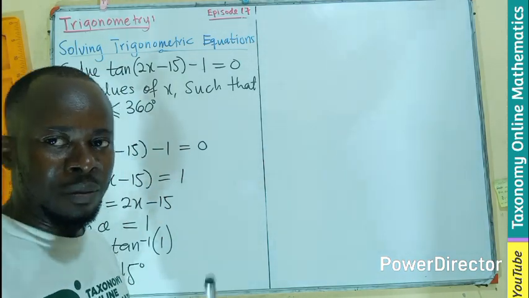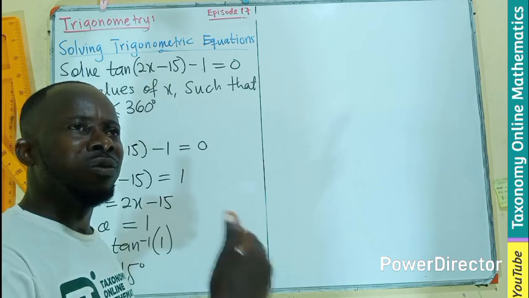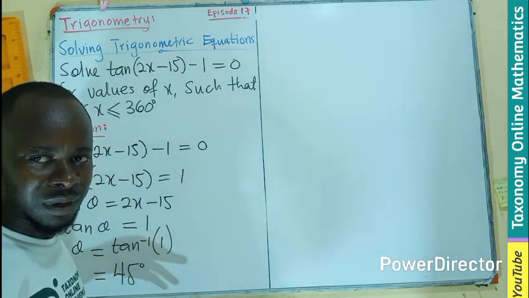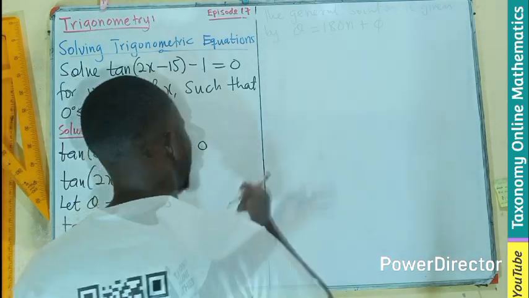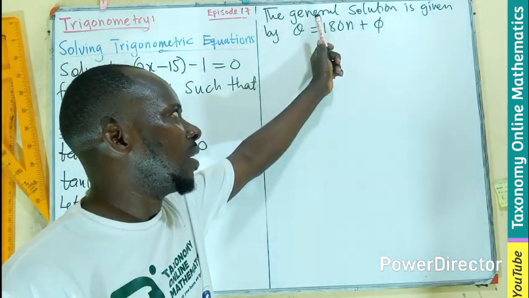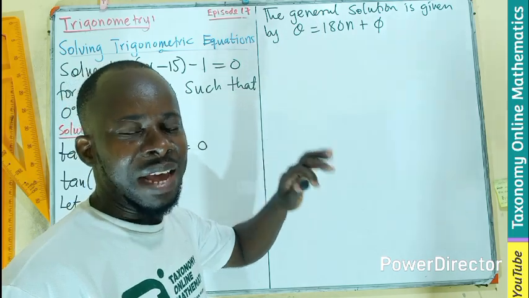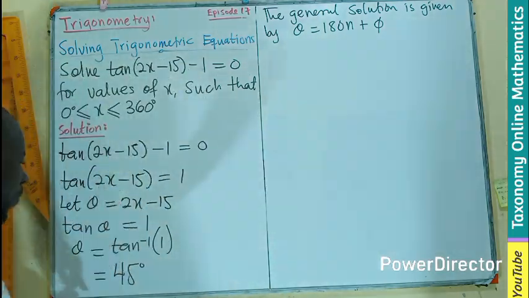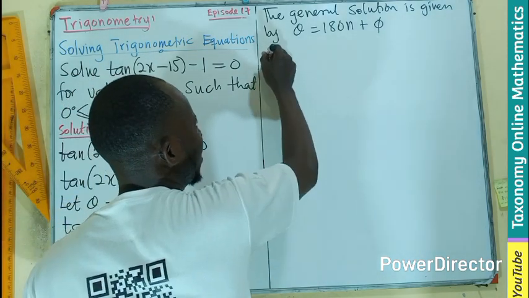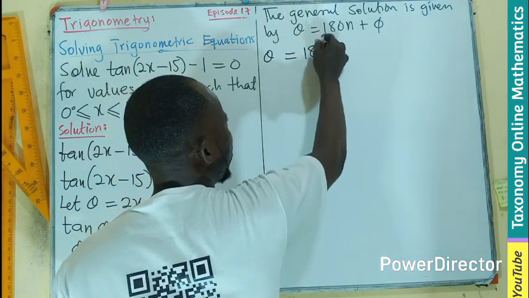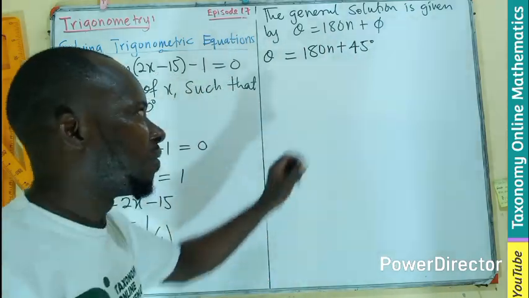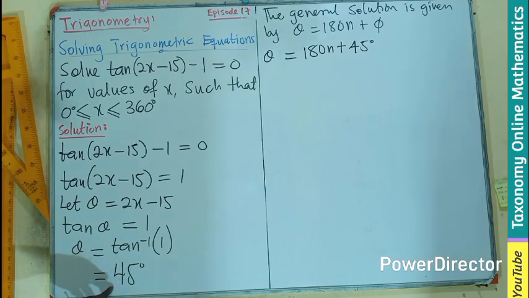But that is not what we are looking for. Let's see what are the various values that tan could have given us apart from 45. We know the general solution is given by theta equals 180n plus phi, where this phi is the tan inverse of the given value. So if I find the tan inverse, then our theta is equal to 180n plus 45 degrees.